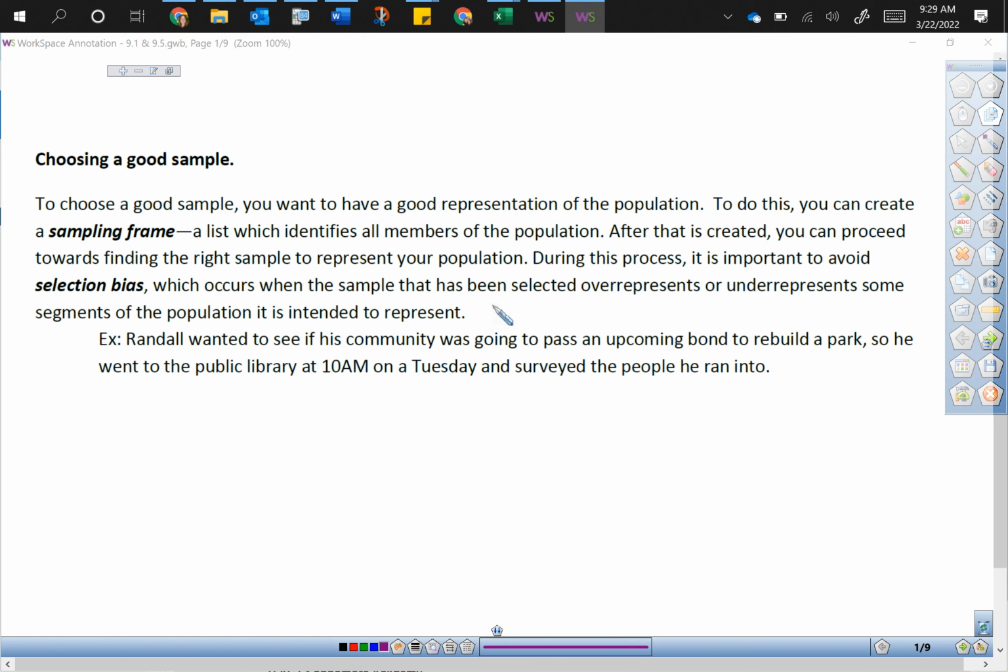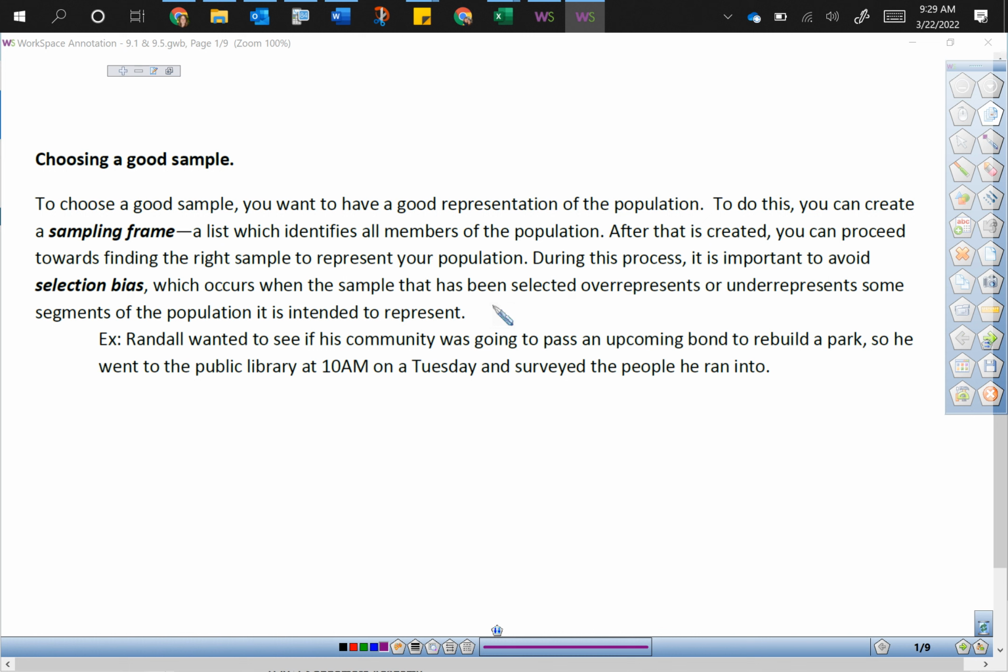To do this, you can create a sampling frame. A sampling frame is a list which identifies all members of the population. After that's created, you can proceed towards finding the right sample to represent your population. During this process, it is important to avoid selection bias, which occurs when the sample that has been selected overrepresents or underrepresents some segments of the population it's intended to represent.